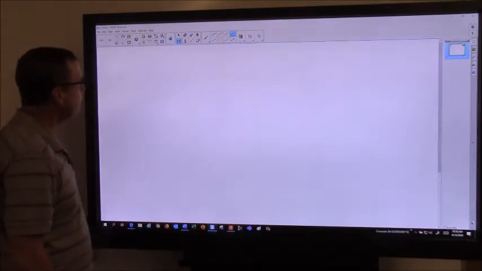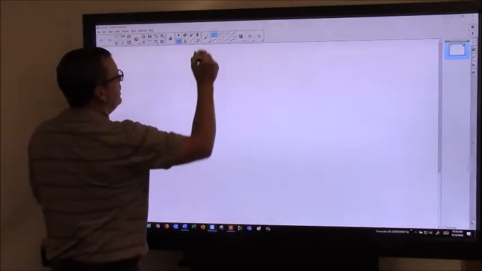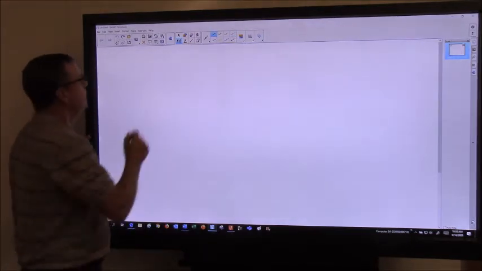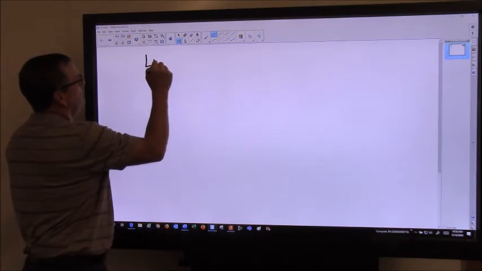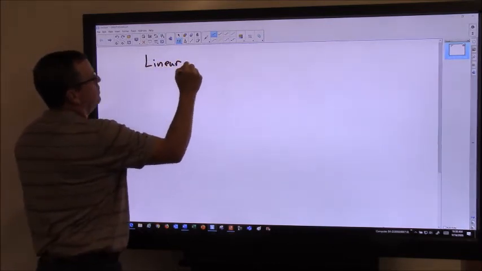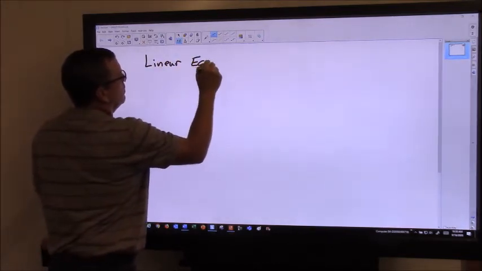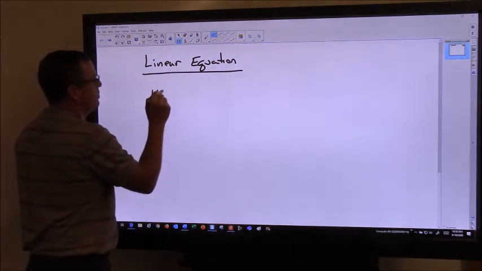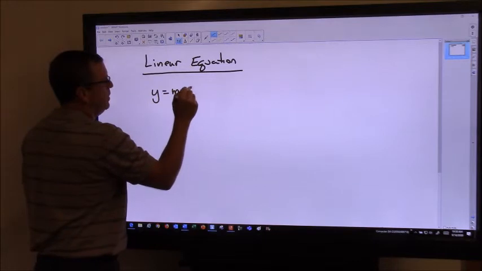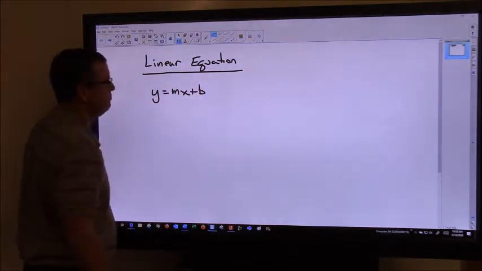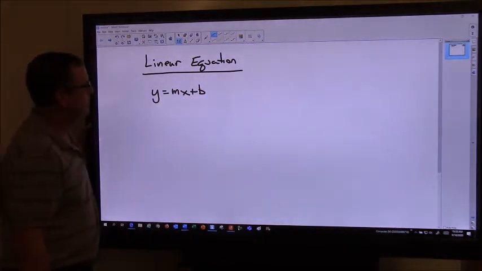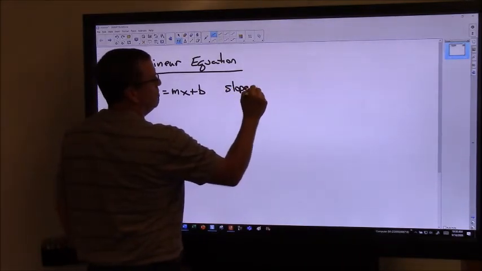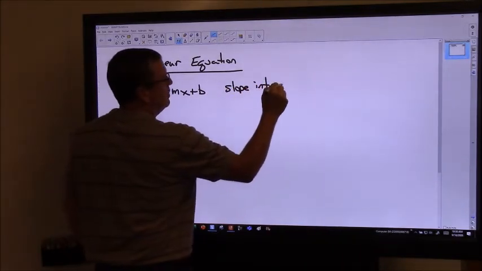Okay. So if we write down the things that we know, probably the first thing that comes to mind when we say a linear equation is y equals mx plus b. Usually that's the first thing people think of. And this is called slope-intercept form.